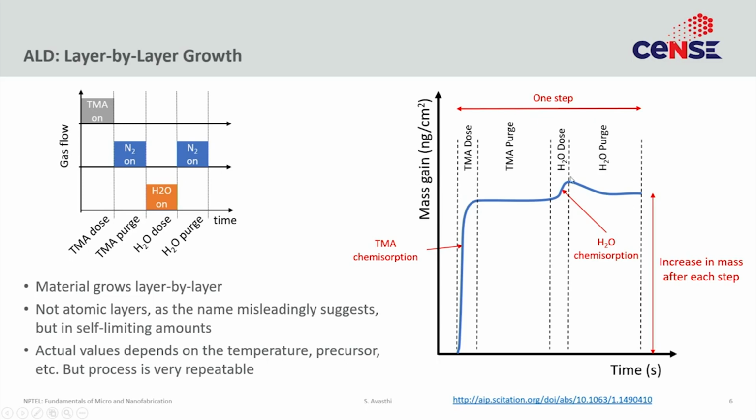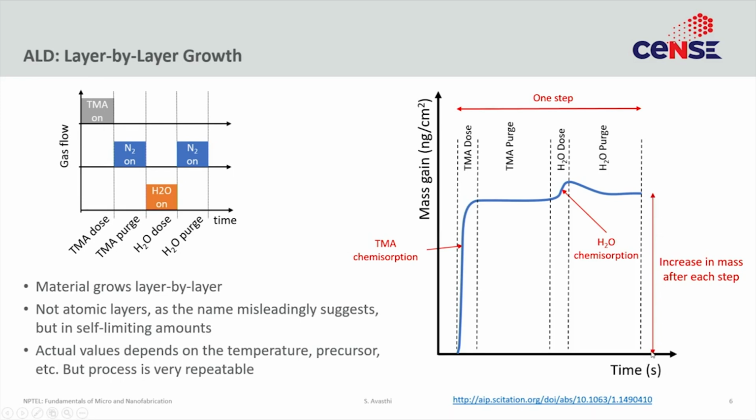There is some reactivity between water and TMA, and because of the reactivity, a certain amount is chemisorbed on the surface, and that is irreversible. That water will not come out. So you see some amount of mass gain, and of course this is the end of the first step of one cycle. Next you will start again. Okay. So this is the amount of mass you gain per cycle or per step, right?